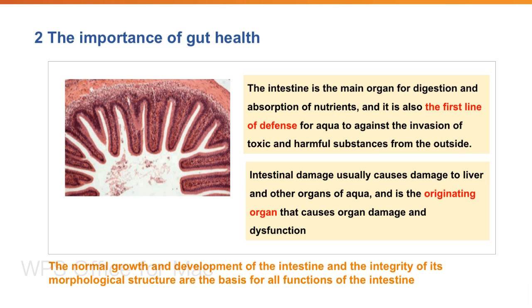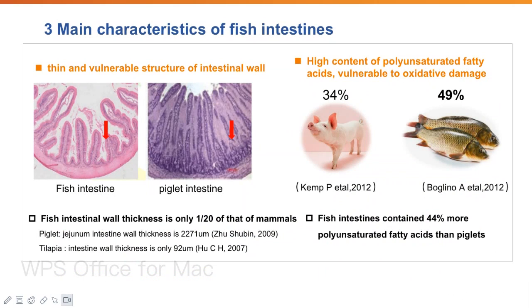So the normal growth and development of the intestine and the integrity of its morphological structure are the basis for all functions of the intestine. From this, we can see that the health of aqua's intestine is very important. And compared with land animals, aqua intestines have their own characteristics.